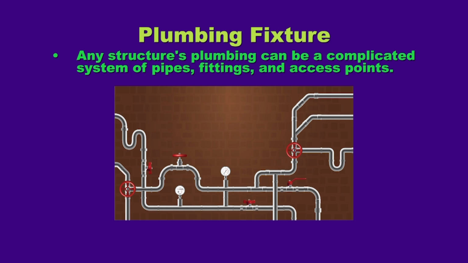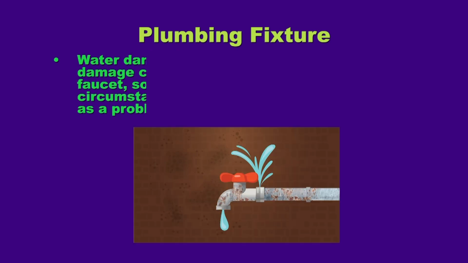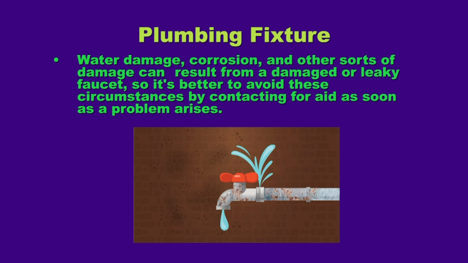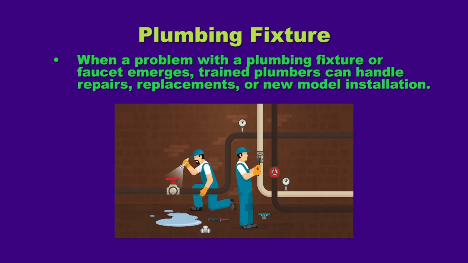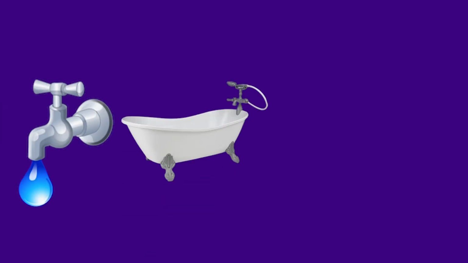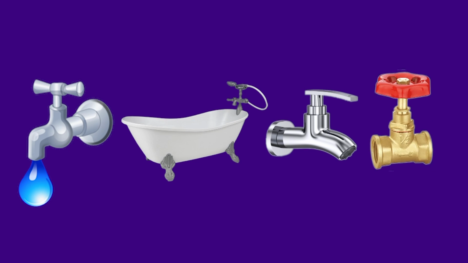Any structure's plumbing can be a complicated system of pipes, fittings and access points. Water damage, corrosion and other sorts of damage can result from a damaged or leaky faucet. So it's better to avoid these circumstances by contacting for aid as soon as a problem arises. When a problem within a plumbing fixture or faucet emerges, trained plumbers can handle repairs, replacement or new model installation. Some fixtures are tap, bathtub, bibcock and stop wall and many more.